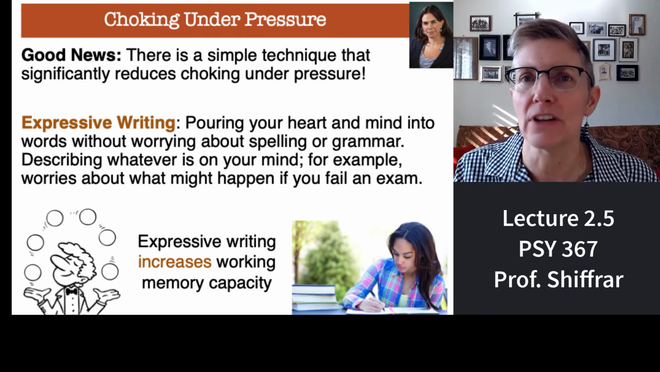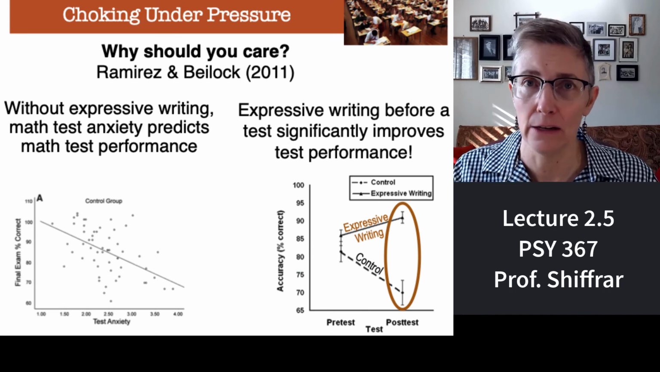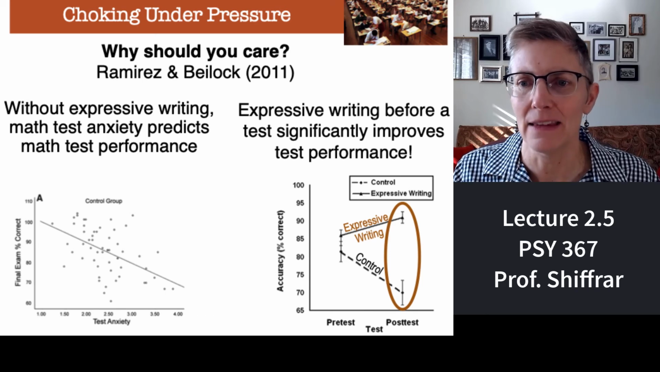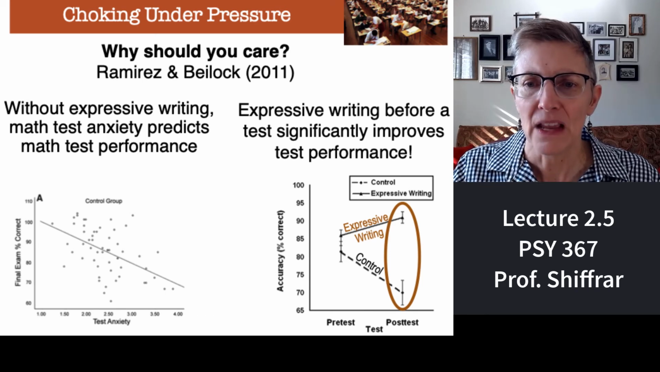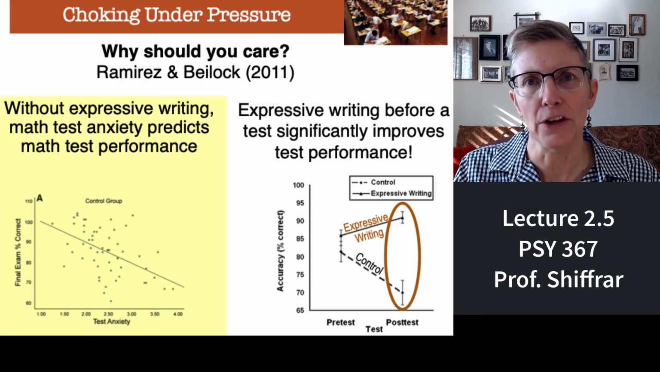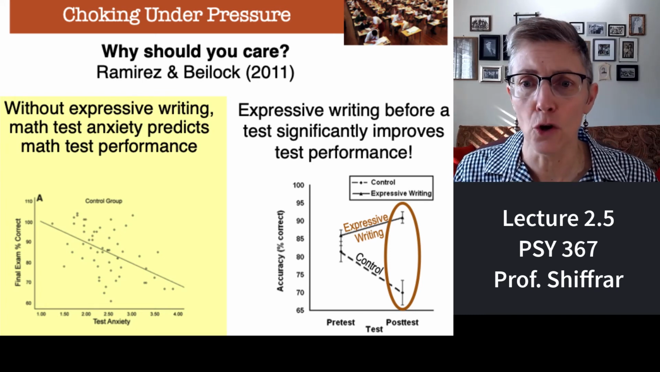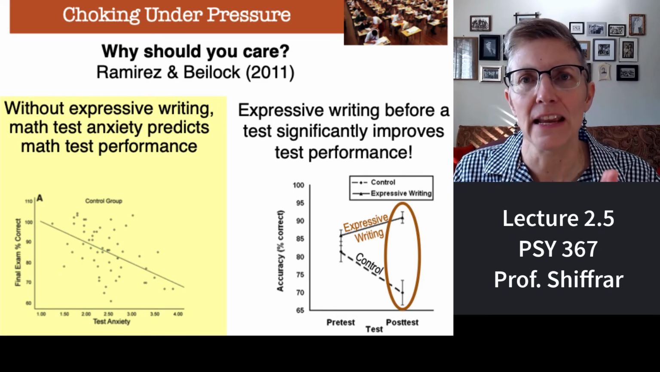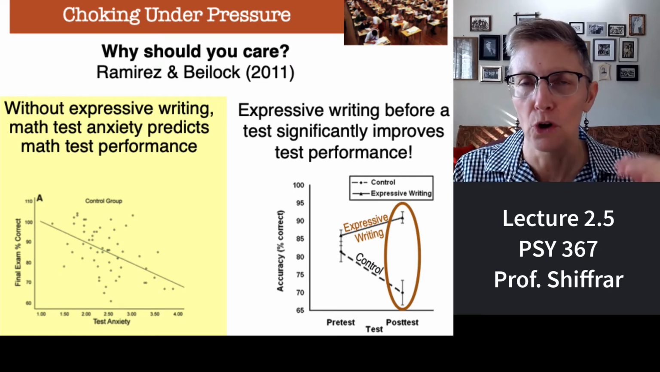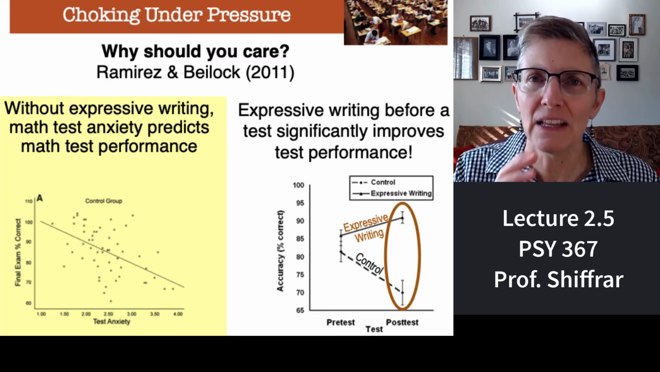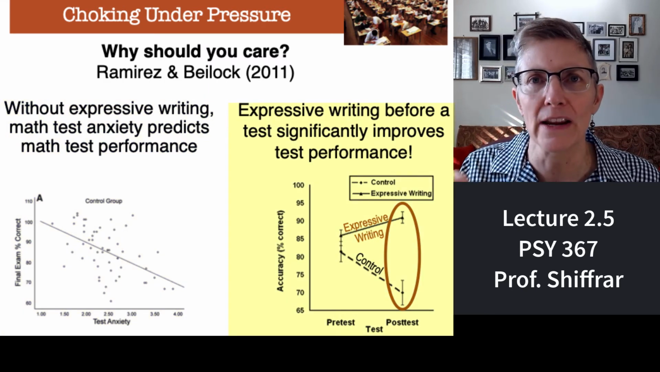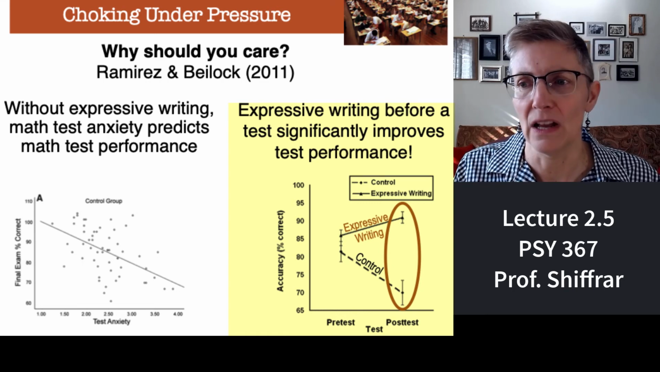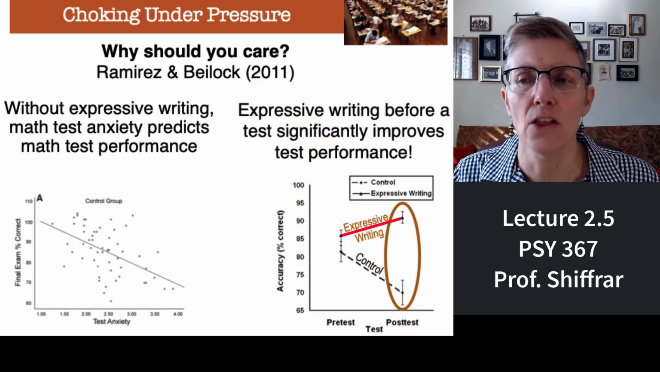Now, how do we know this? We know this from a terrific study, which is available in Canvas, done at UCLA in a math class. First of all, if you look at the graph on the left, you'll see that there's a strong correlation between test anxiety and final exam performance. The more anxious people were, the lower their test performance. But let's go look at the graph on the right, which is where the experimental data are. You can see that there's two lines. One that says expressive writing and the other that says control.